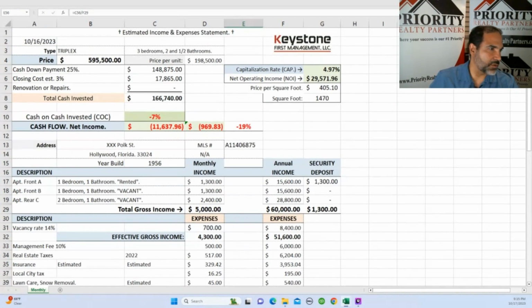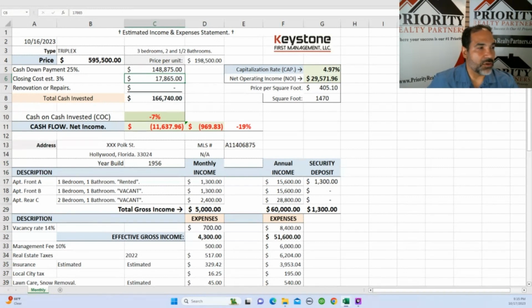Now let's go up here. Here are the same numbers, 19% negative. Now something else that I like to take a look at is the return on my cash. One thing to see is what your return is according to the purchase price, your down payment, closing costs, and all of that stuff.